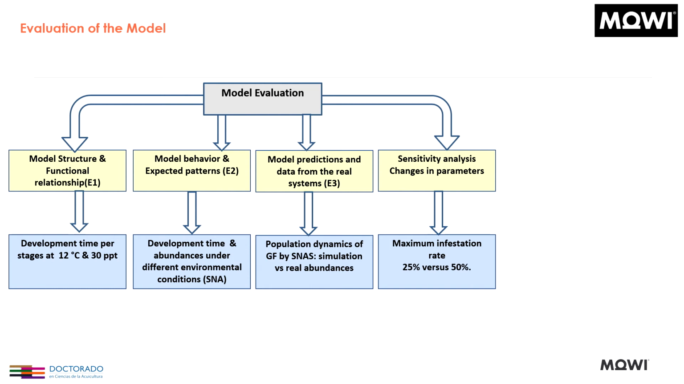When I talk about the sensitivity analysis, I refer to making a little change in some parameter. What is the effect? For example, here I talk about the maximum infestation rate that I referred to before, 25%, again, 50%.